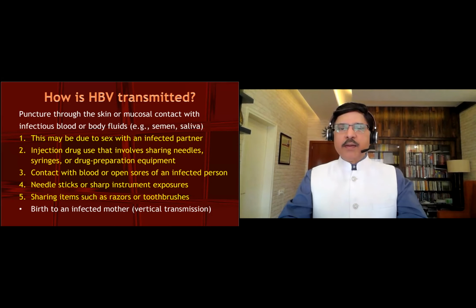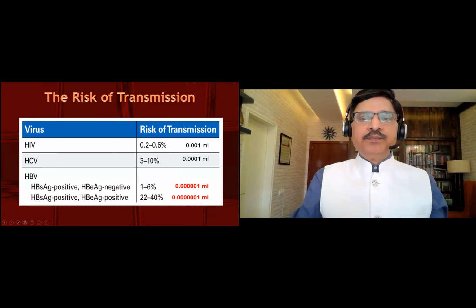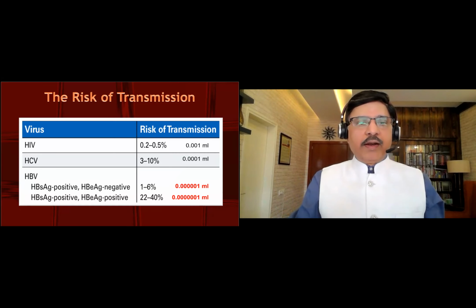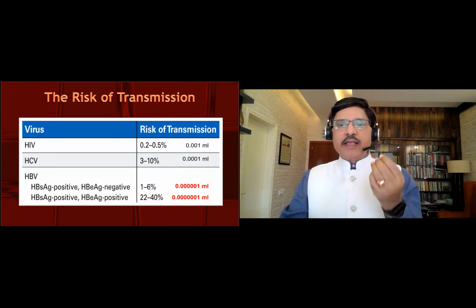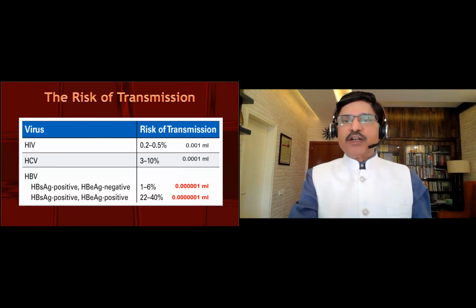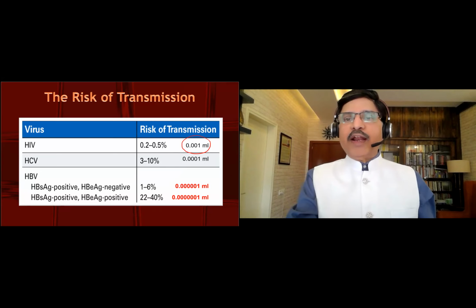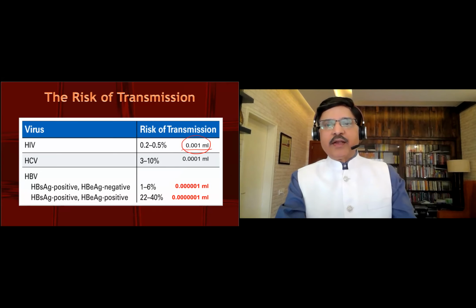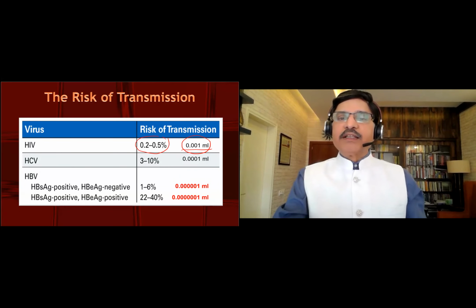And of course, birth to an infected mother is the vertical transmission. Now, how much blood is required? What is the efficiency of hepatitis B virus? If one has to get HIV virus transmission, they require 0.001 ml of blood. And the prevalence risk of transmission is that much.